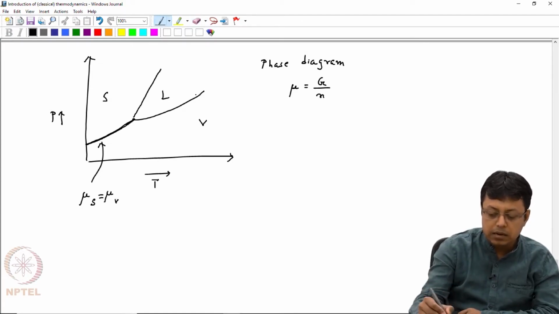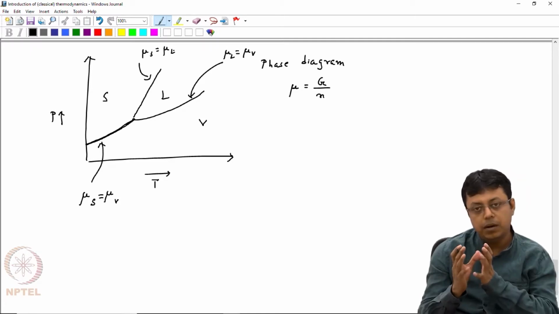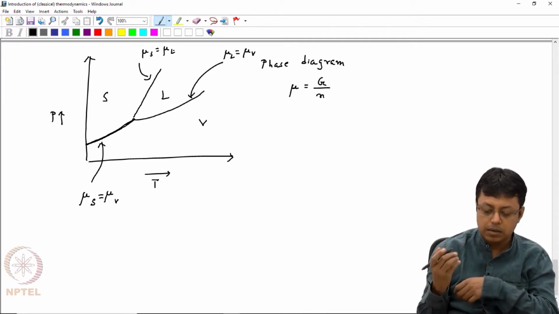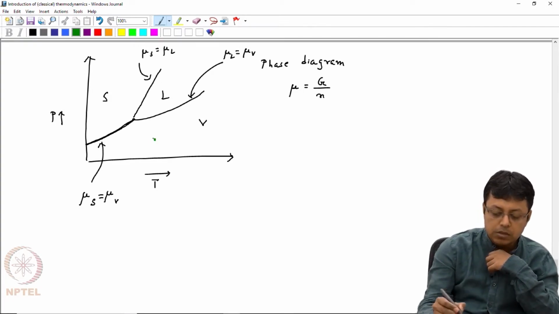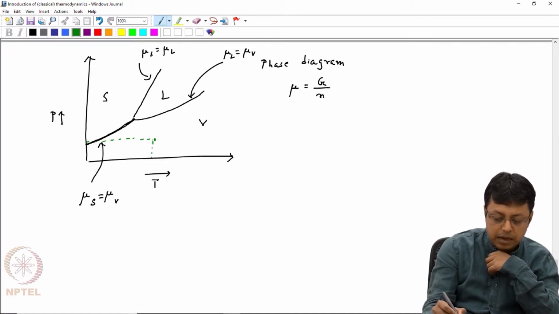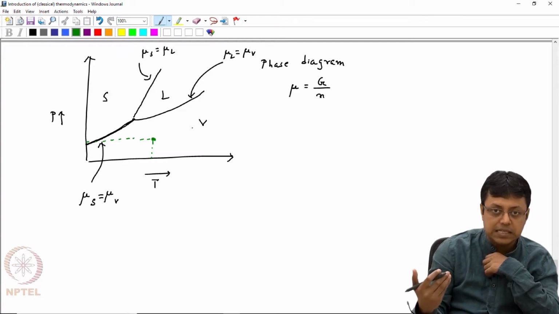And similarly this line will represent a region where the liquid is in equilibrium with the vapor, and for this line the solid is in equilibrium with the liquid. So we see that under a particular combination of pressure and temperature, one phase will basically dominate. Suppose I choose a particular point in the phase diagram, this point. This point represents a particular combination of pressure and temperature, and at that pressure and temperature the Gibbs free energy is minimum for the vapor phase.